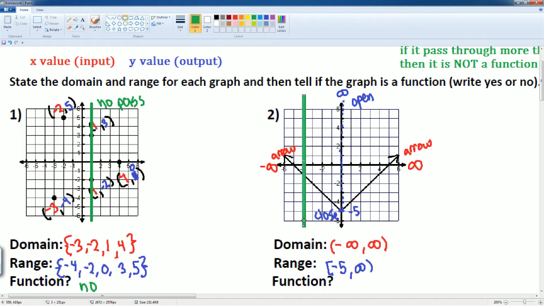So it passes through one point, passes through one point, passes through one point, and we move on. And we saw that this is now a function. All right. Let's look at number 3 now.